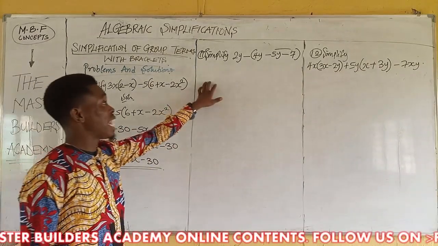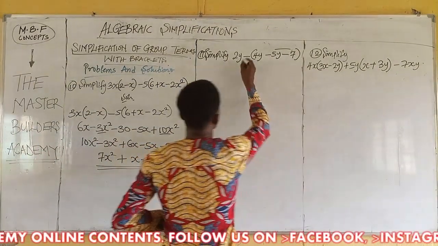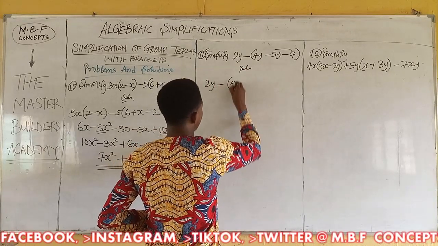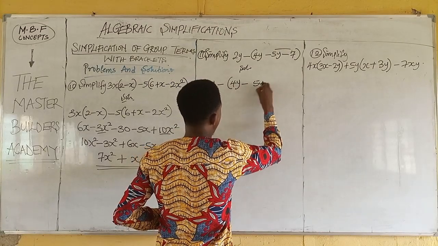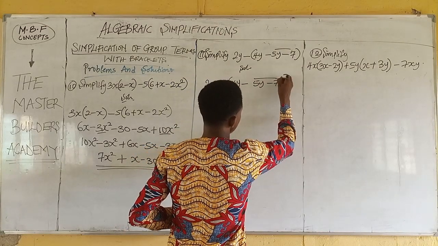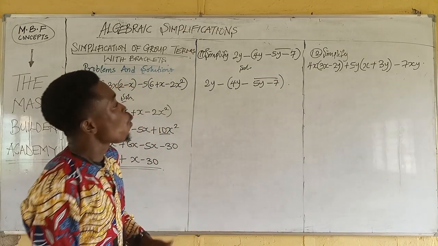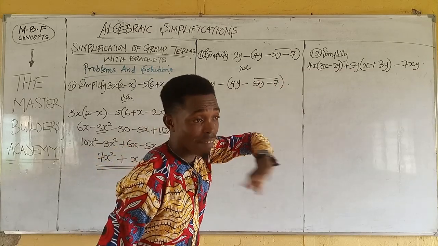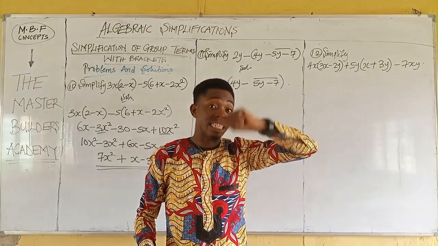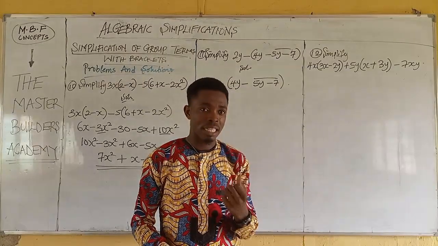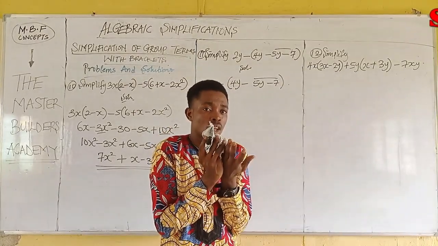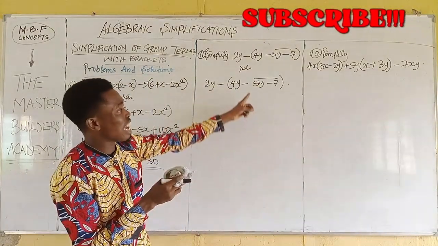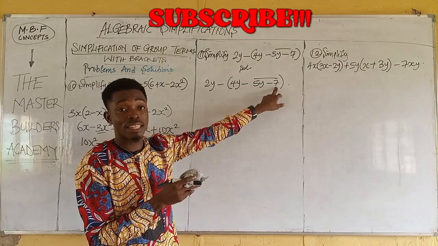So in question number 11, guys, we are asked to simplify. This is the solution. 2y minus open bracket 4y minus 5y minus 7. And again, guys, we have this same line, which I explained earlier, that this line you have there is an internal bracket. It indicates an internal bracket, and that internal bracket only encloses the terms that line covers. So this line now covers only 5y and 7, right?